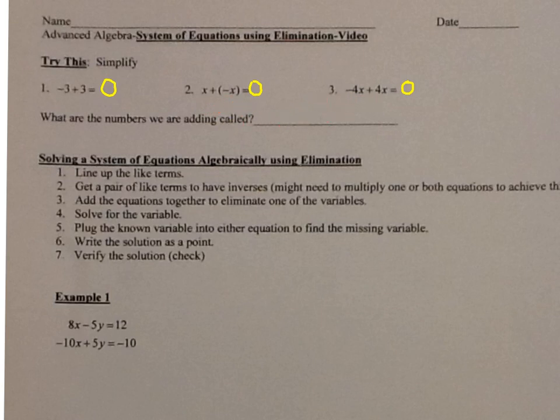What are those called? Well, hopefully you remember that they are called additive inverses. They're opposites. And anytime you add opposites, you will always get 0. One has to be positive, one has to be negative. When you add them, you always get 0.